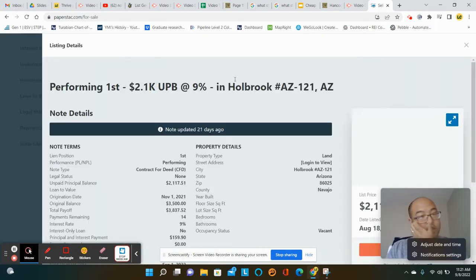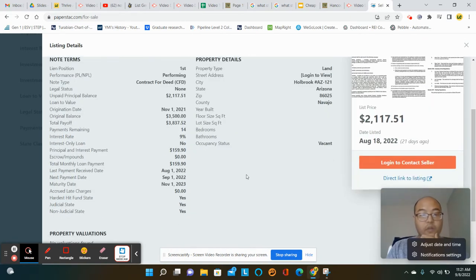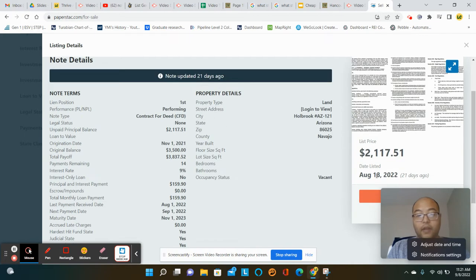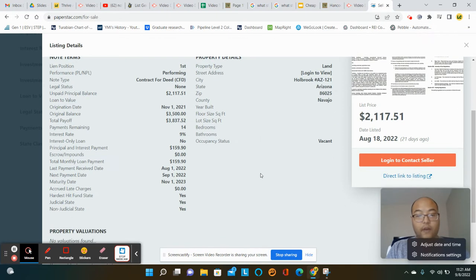So let me just show you these performing notes. The way this works is they get an interest rate of 9%. The unpaid balance is 2,117, and basically the list price is that amount. So they want the full amount for what they still owe. You're probably gonna negotiate this. So even if you got half of it, you'd pay $1,050. And you get 1,050 over whatever amount of period over the year, right?